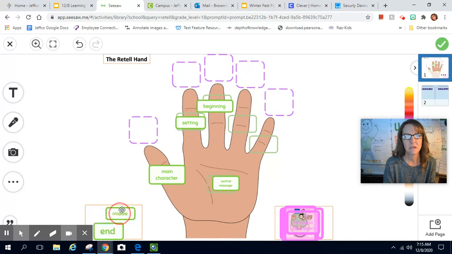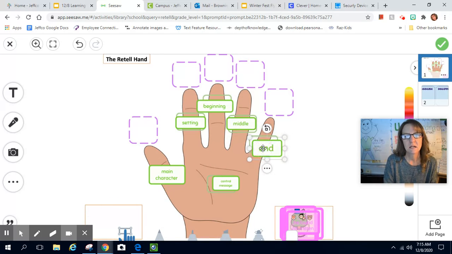Then the middle, a middle event, and then the end. In the beginning, we start hearing that problem, then events, and at the end, we get that solution. So that's how we think about our Retell hand, our five-finger retell. You learned a lot about that, and you guys are really good at retelling a story. You learned all that in kindergarten. We're just going to add to that today, thinking about that problem and that solution, and I'll show you.